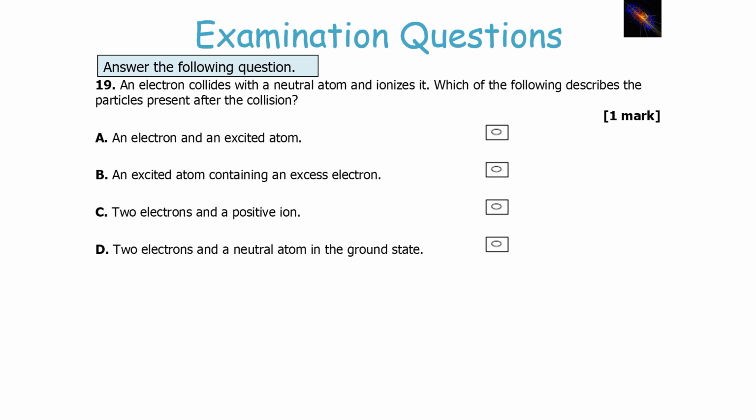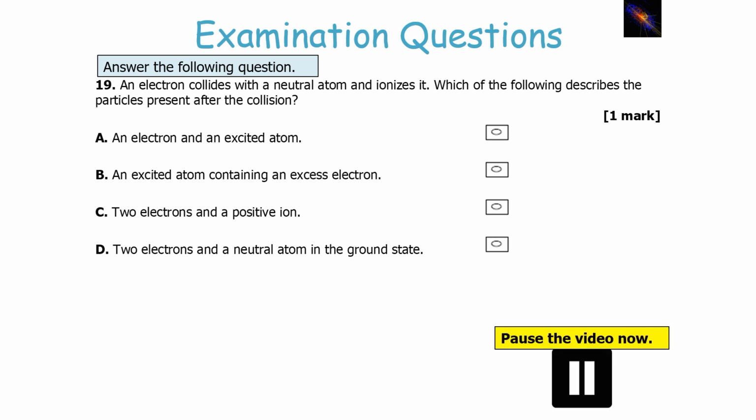Next question. An electron collides with a neutral atom and ionizes it. Which of the following describes the particles present after the collision? So pause the video now, then unpause the video when you want to go through the answer.